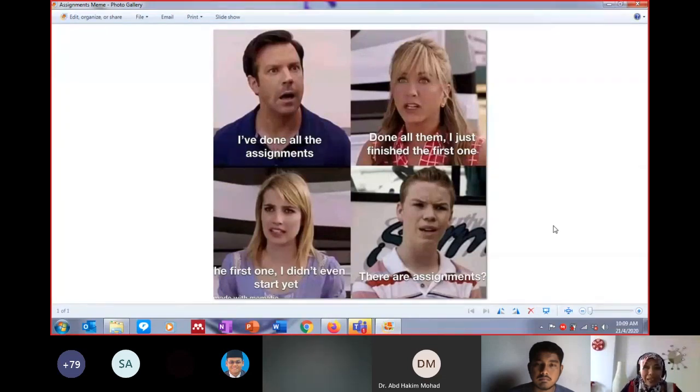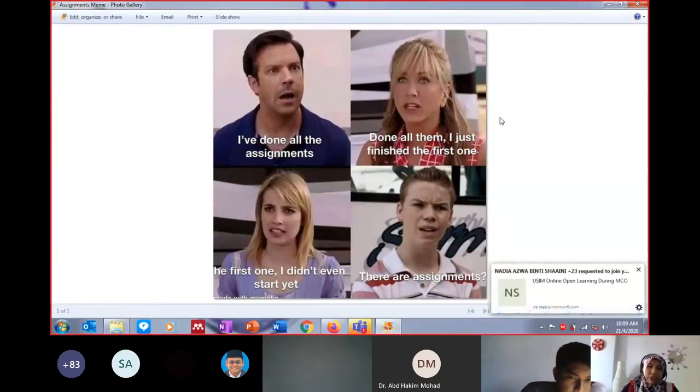They are assignments, okay? And the reason I chose this particular meme to share with you is because just within this picture alone, as you can see, we have different verbs, different tenses being used. If you look at the first picture, I've done all the assignments. This is present perfect tense. If you look at the second one, done all of them, I just finished the first one. This is past simple. Similar to this one, I didn't even start yet.